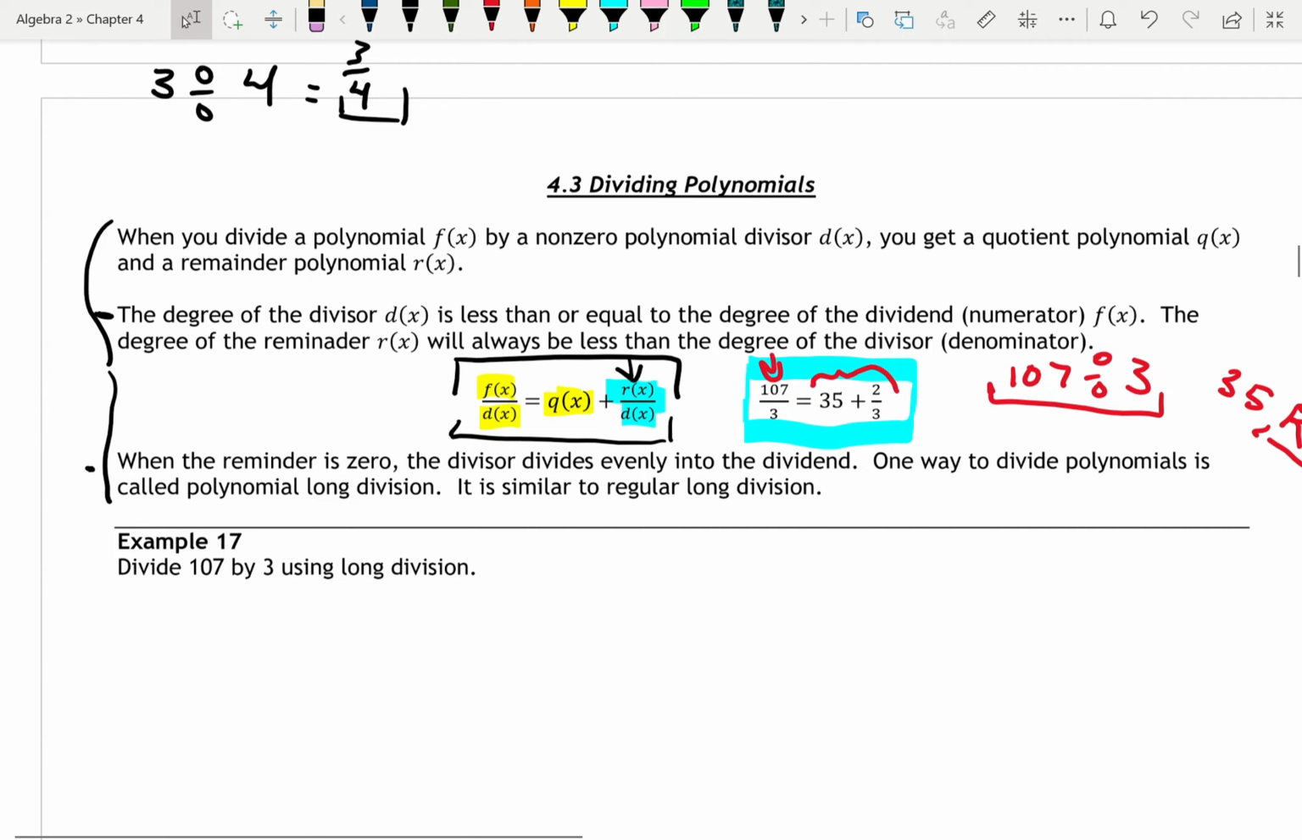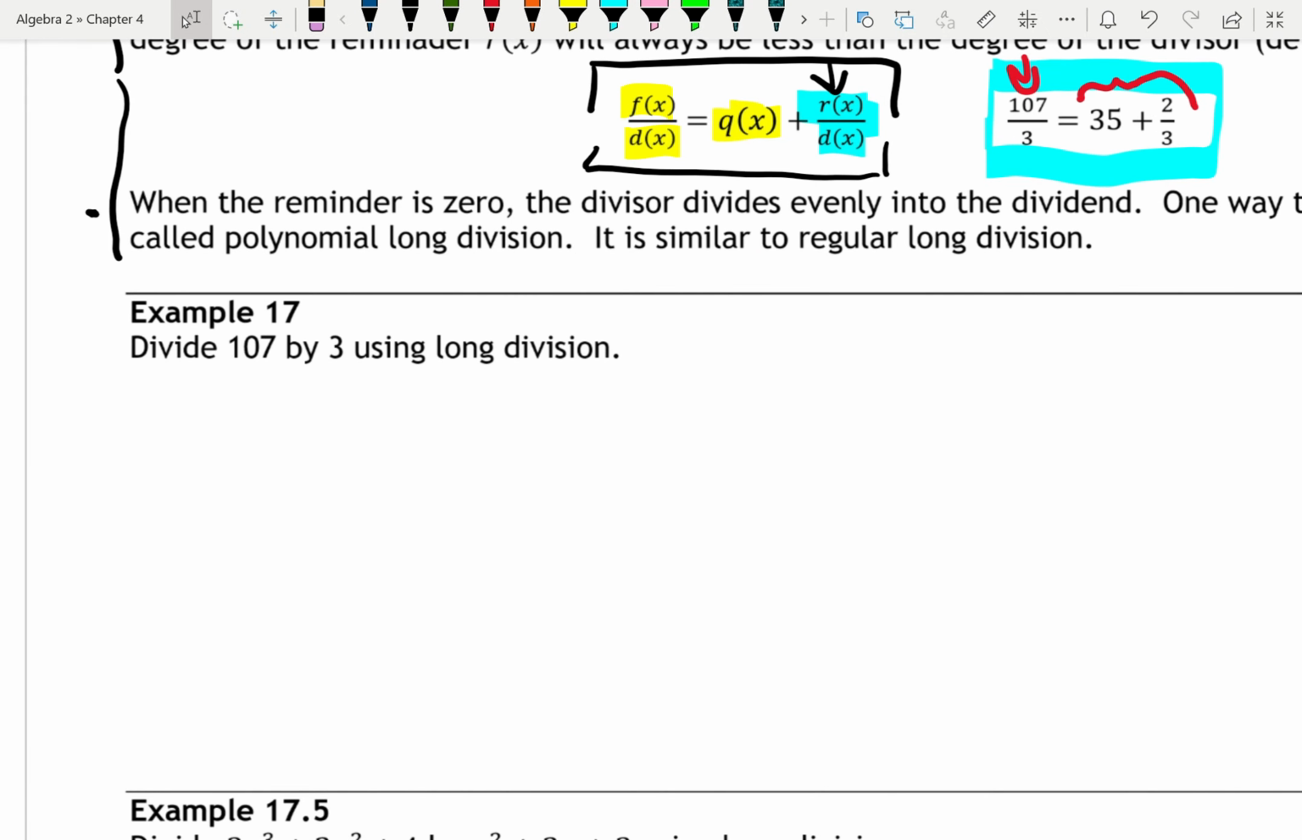So let's look at number 17. We're going to use long division to divide here, and that's going to be very similar to what we do later on. So we're going to do 107 divided by 3. I take my 107, and it goes underneath the little house, the roof, and then we divide by 3. That goes out front.